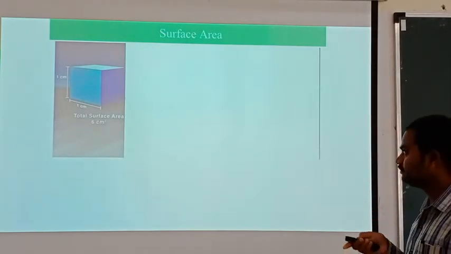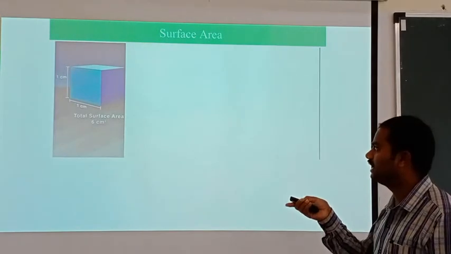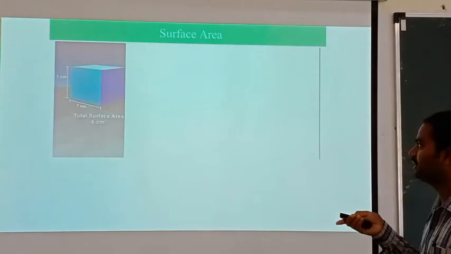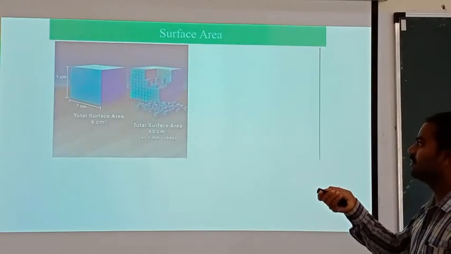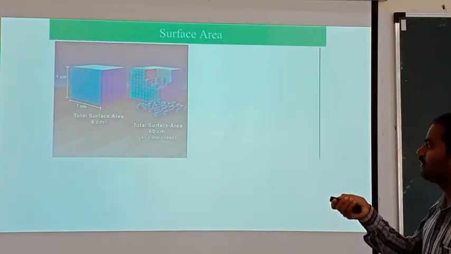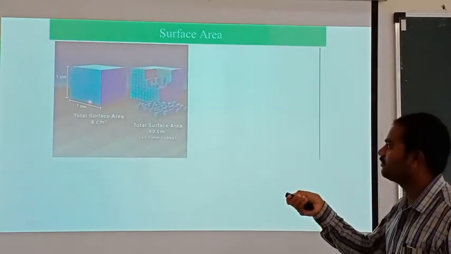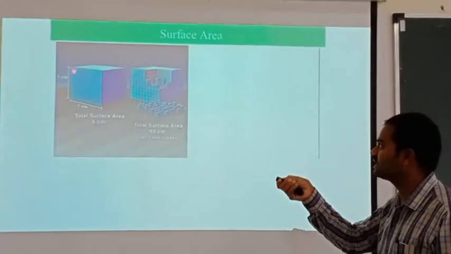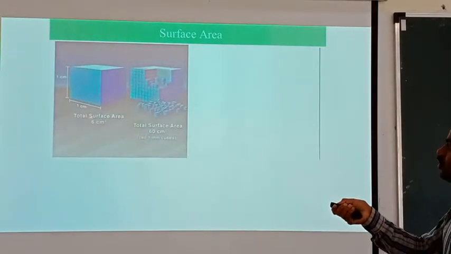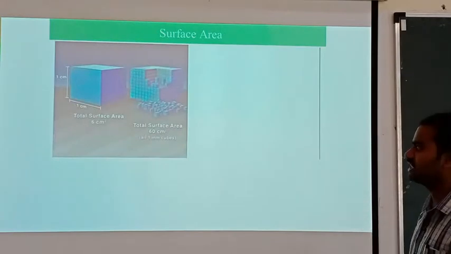Consider a cube having length and breadth 1 cm by 1 cm, also 3-dimensional, 1 by 1 by 1. So the total surface area: there are 6 faces present. That's why this total surface area comes to 6 cm².